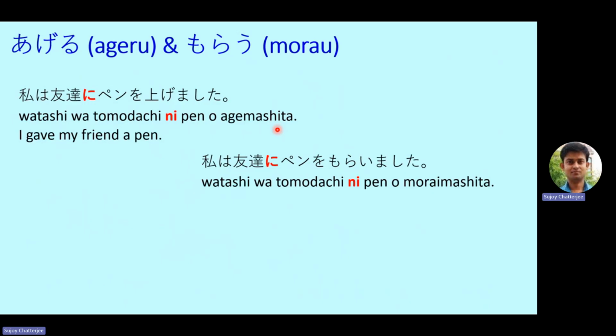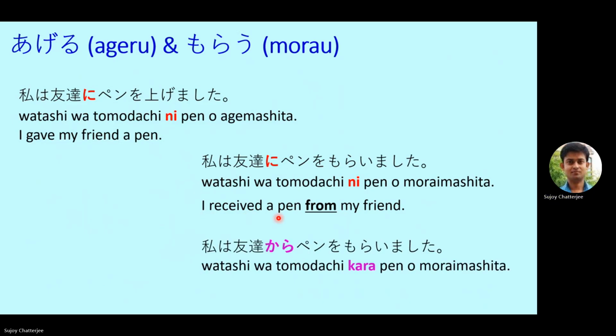Next is watashi wa tomodachi ni pen o moraimashita. Now the rest of the sentence is the same. As you can see, only the verb has changed from agemashita to moraimashita, and the ni particle is also the same. That means I received a pen from my friend. So here, as I said in the last slide, for both to and for from, the same ni particle is used in Japanese. So here watashi is again the subject. So when it is used with moraimashita, that means the subject has received. So I have received a pen from my friend.